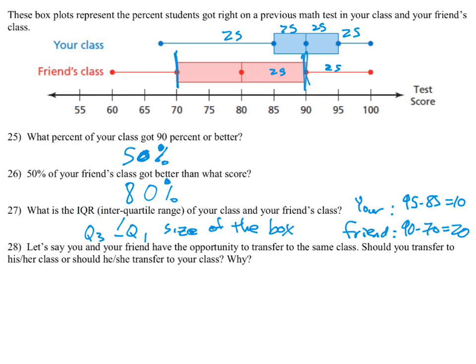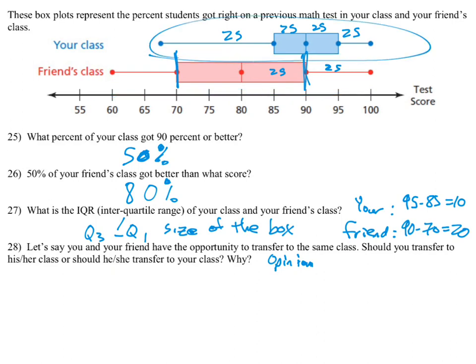And then we got our last question. Let's say you and your friend had the opportunity to transfer to the same class. Should you go to your friend's class, or should they go to your class? Why? This is an opinion question, but I'm assuming that people want to be in a class where they learn the best and get the best scores. So let's go with you and your friend wanting to be in the highest scoring class. Well, you have to look at your box plots.